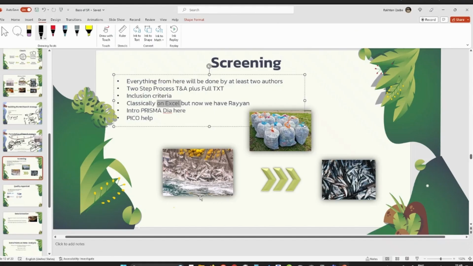After the screening phase, we move on, after collecting whatever fish we have. So we are back on the fish business. By collecting our fish, we have removed the garbage. Now we have to qualitatively appraise these fish. We have to say this is a good quality fish, this is a bad quality fish. This is a good quality paper, this is a bad quality paper.